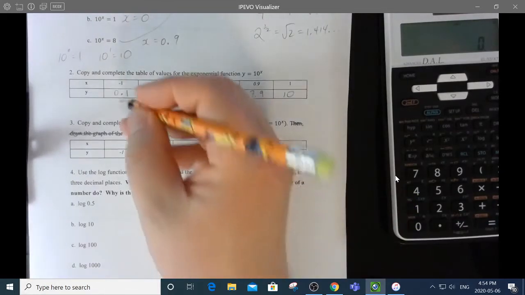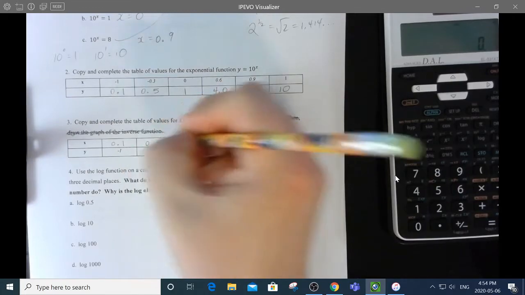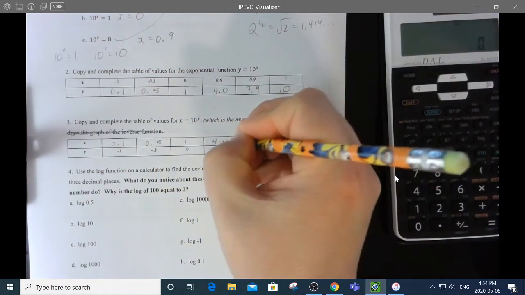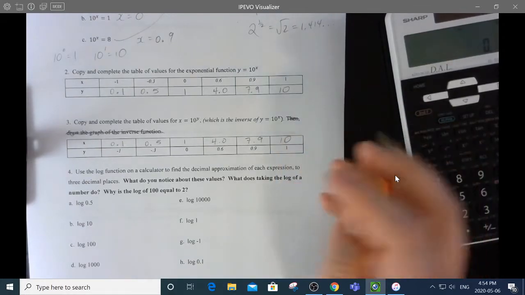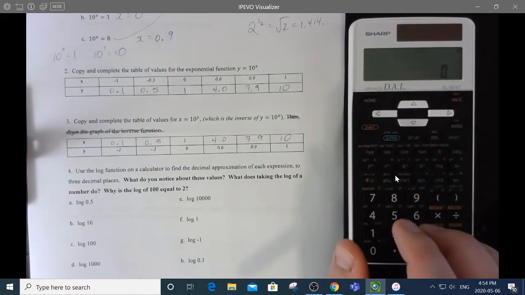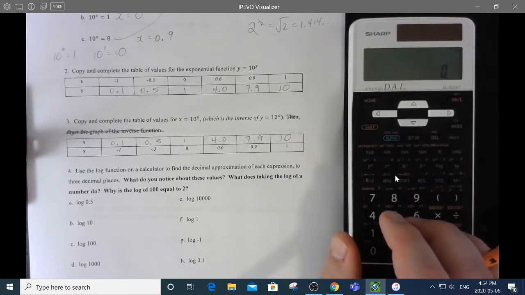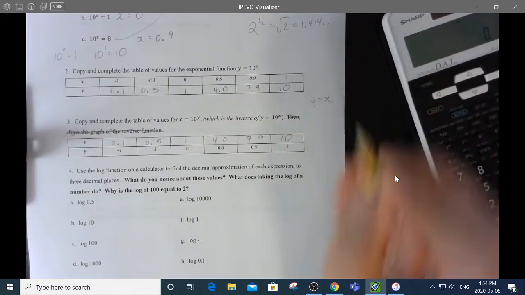The x and the y switch spots. So this will be 0.1. This will be 0.5. This will be 1. This will be 4. This will be 7.9. And this will be 10. So if I did graph these two charts, I would actually get inverse lines of each other, which means that they actually would be mirror images reflected across the line y equals x.